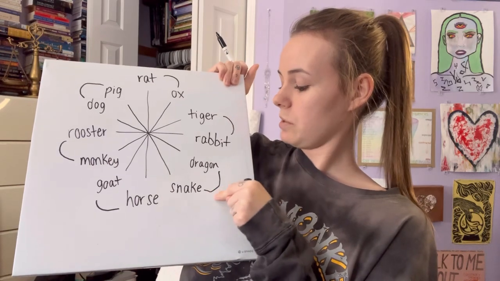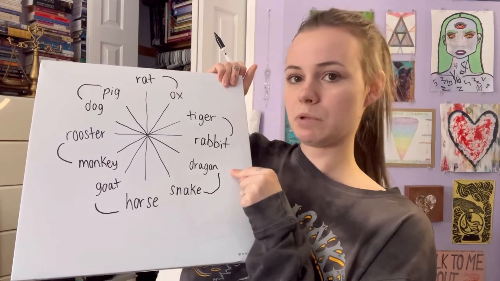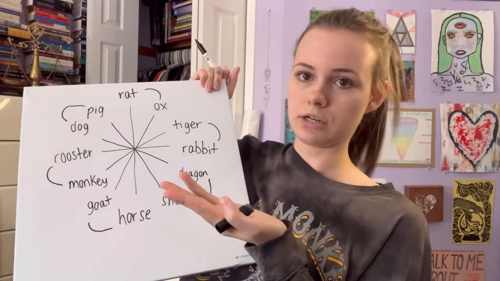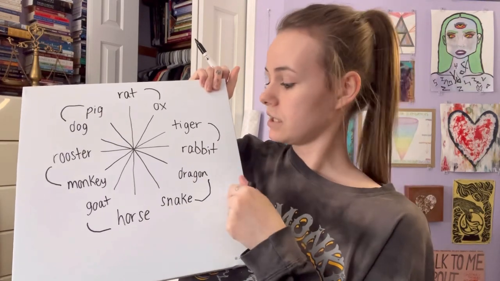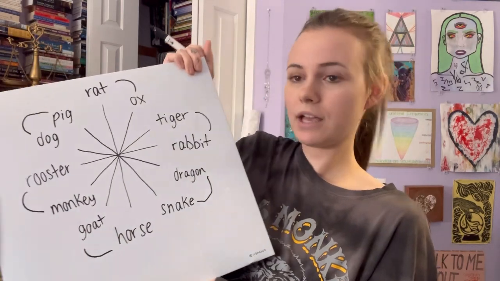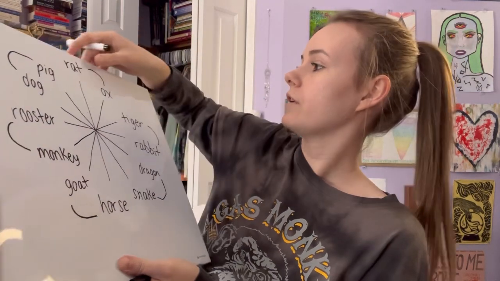The snake likes people 1 year older than them. The dragon likes people 1 year younger than them. It can go other ways too. Like it could be a 13-year difference. It doesn't have to be a 1 year difference. But that's just kind of a basic grouping. Rat and ox, people say, are really good friends.